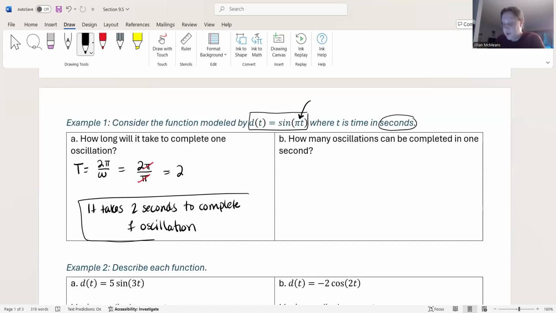All right, so that's what that 2 means. Again, it's not necessarily just the distance, okay, to complete one sine wave. It's the time required, okay, because now we're talking about some function in terms of t. It's the time required to complete one oscillation. So then part B says, well, okay, cool. How many oscillations can be completed in 1 second? This right here is asking for the frequency.